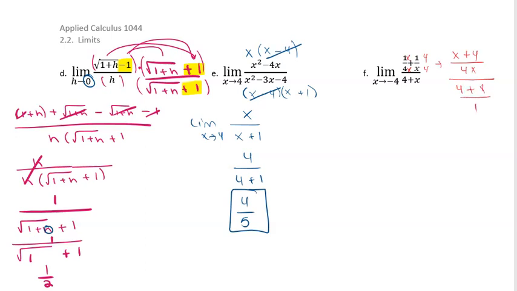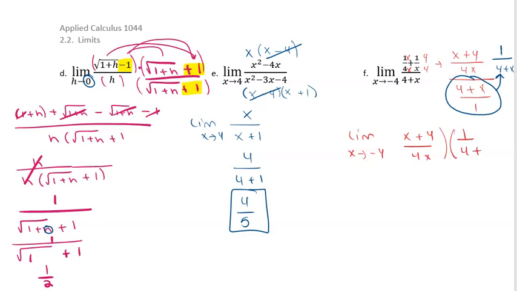I like to put it over 1 so I can see the complex fraction a little bit more easily, but you wouldn't have to. Now, when you have this complex fraction, you take the bottom fraction and you flip and multiply. So 1 over 4 plus x. So let's rewrite this so we can have it a little bit more cleanly. So we're going to have the limit as x approaches -4 of x plus 4 over 4x times 1 over 4 plus x.